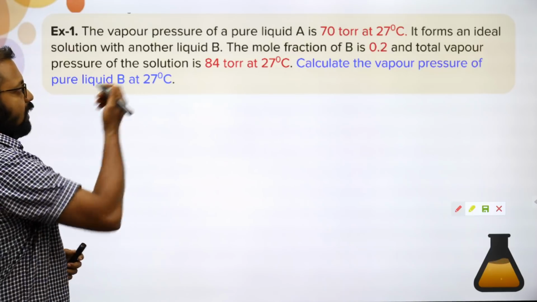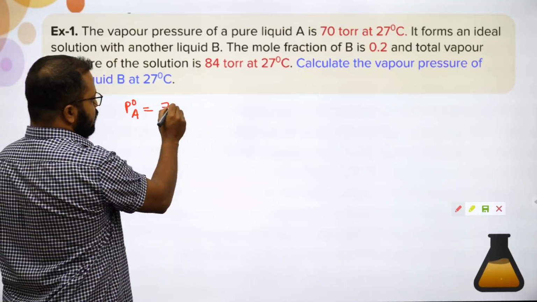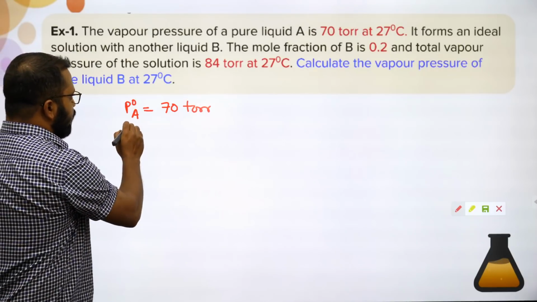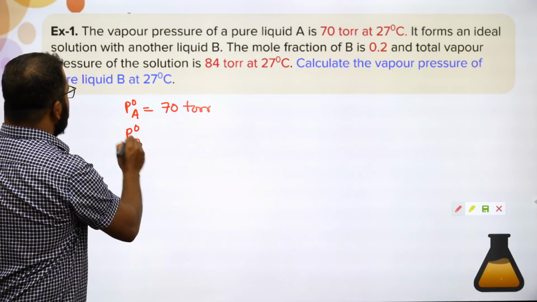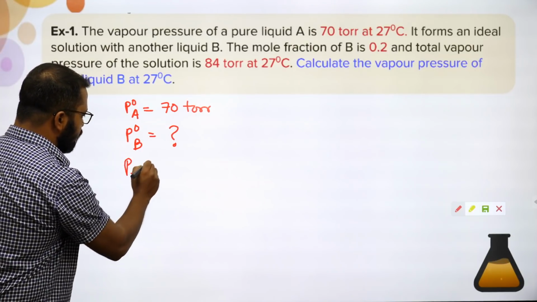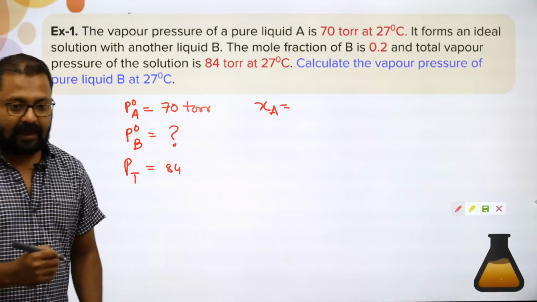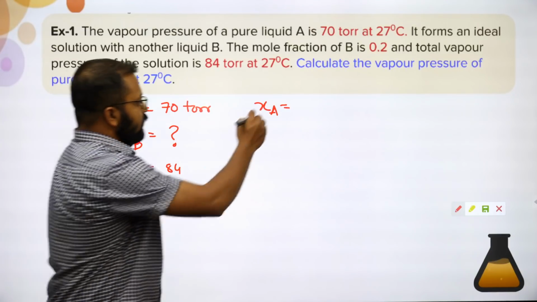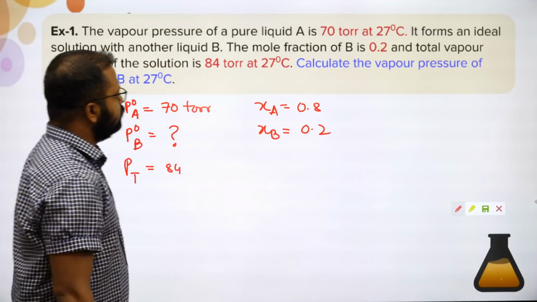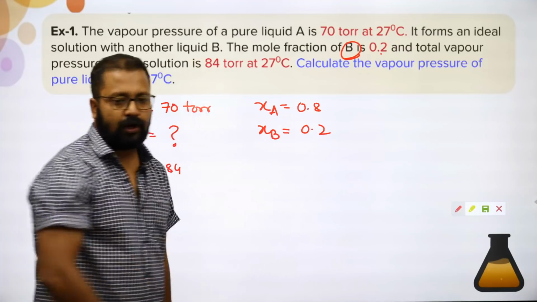The vapor pressure of pure liquid A is 70 torr. So it is given that P naught A is 70 torr. It forms an ideal solution with another liquid B. P naught B is to be calculated. I know that P total is 84. What is known is chi A is 0.8 and chi B is 0.2, because the mole fraction of B is given as 0.2, so chi A will be 0.8.